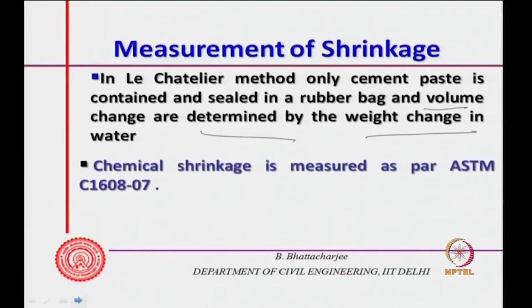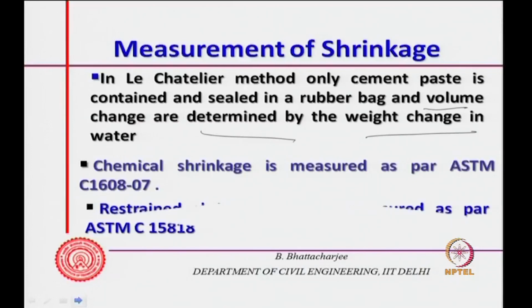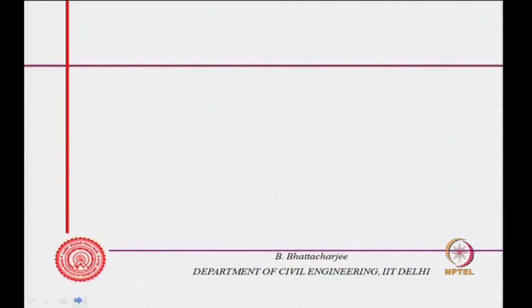However, chemical shrinkage can be measured by the ASTM C1608 method, and restrained shrinkage can be measured as per ASTM C1581, this method, right. So, the C1581 method.